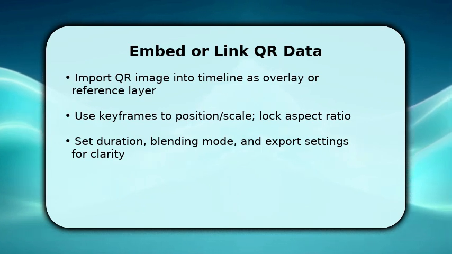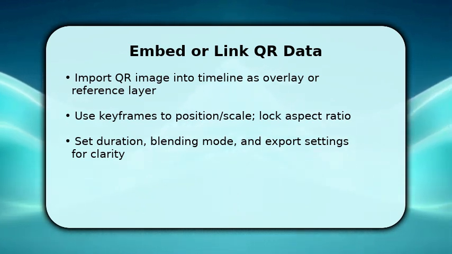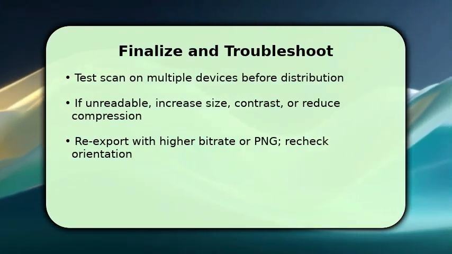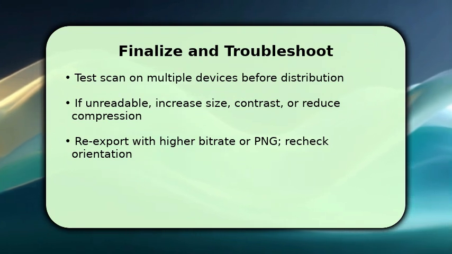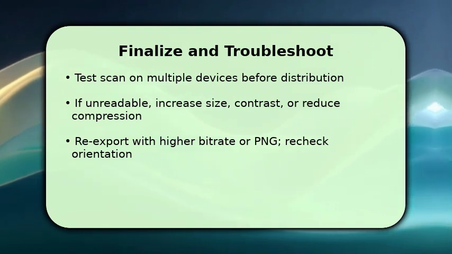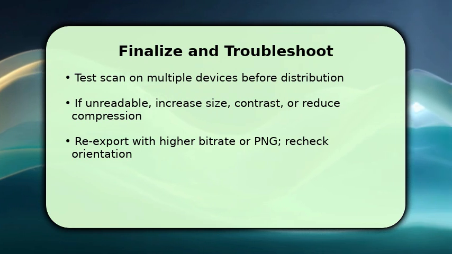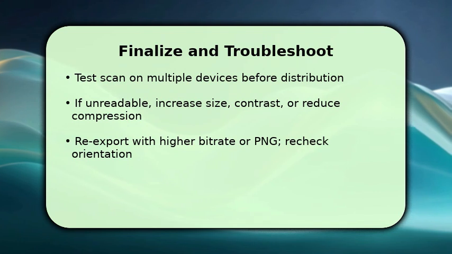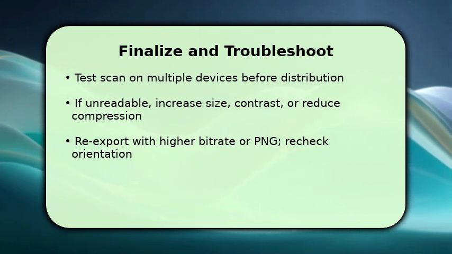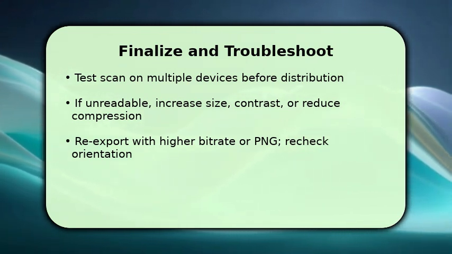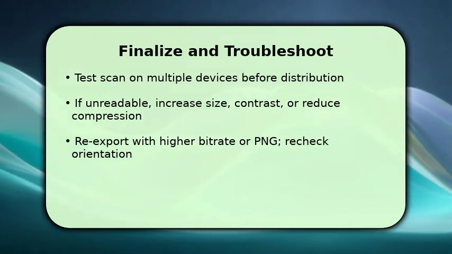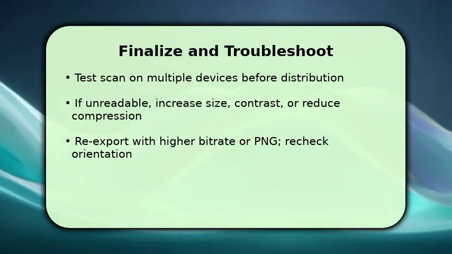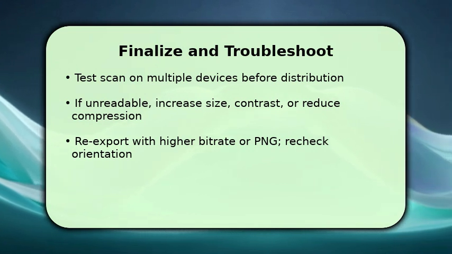To finish, test the exported video or image on several devices to confirm the QR scans reliably. You should try both phone and tablet cameras. If a scan fails, make adjustments. Increase the QR's size, boost contrast, remove effects, or export with a higher bitrate or as a PNG to avoid compression artifacts. If alignment issues persist, rotate or recenter the code. One key troubleshooting tip: always re-export at maximum quality after changes.